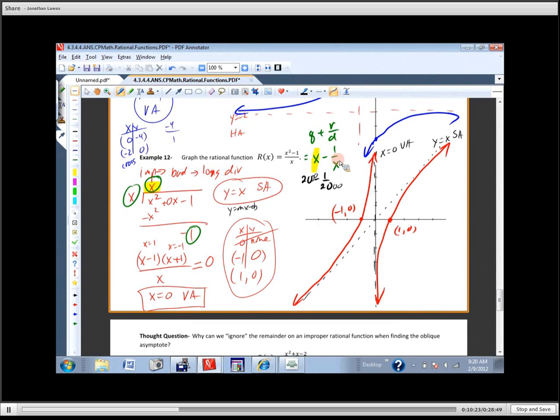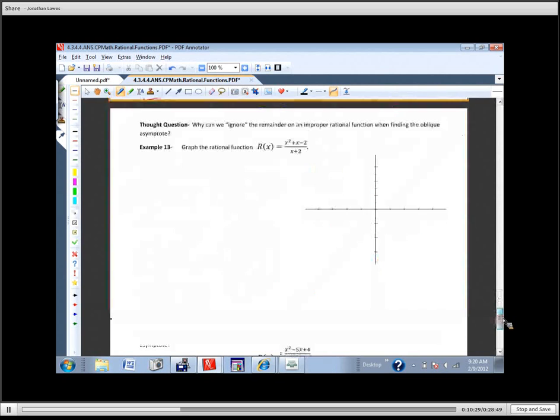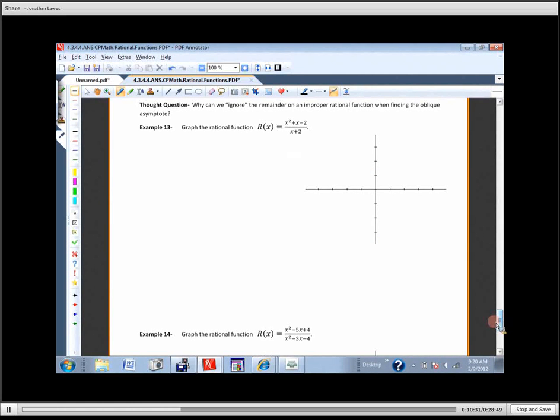Or it approaches 0. It gets really, really small. Does that make sense? Okay. All right, so let's take a look at these last couple. That's just a thought question. If you get it, great. If not, that's fine.